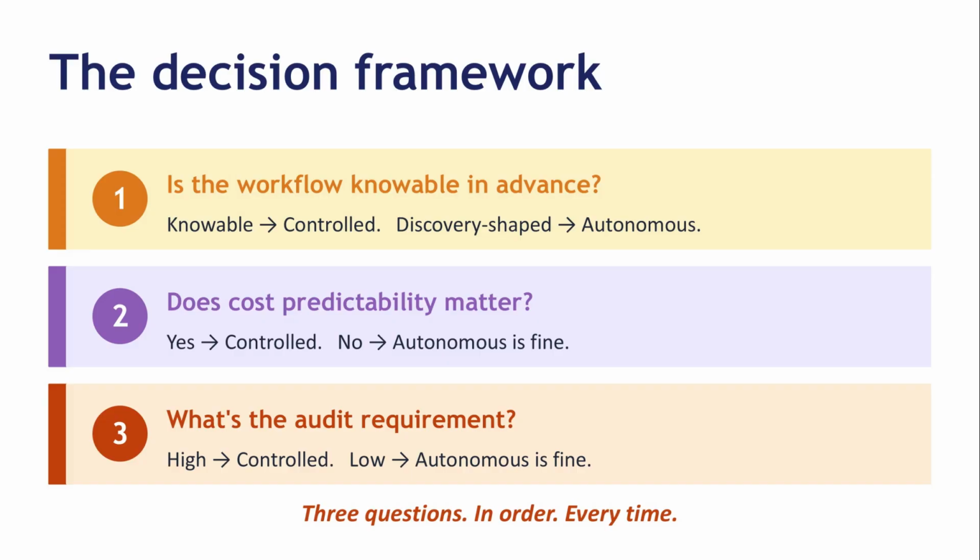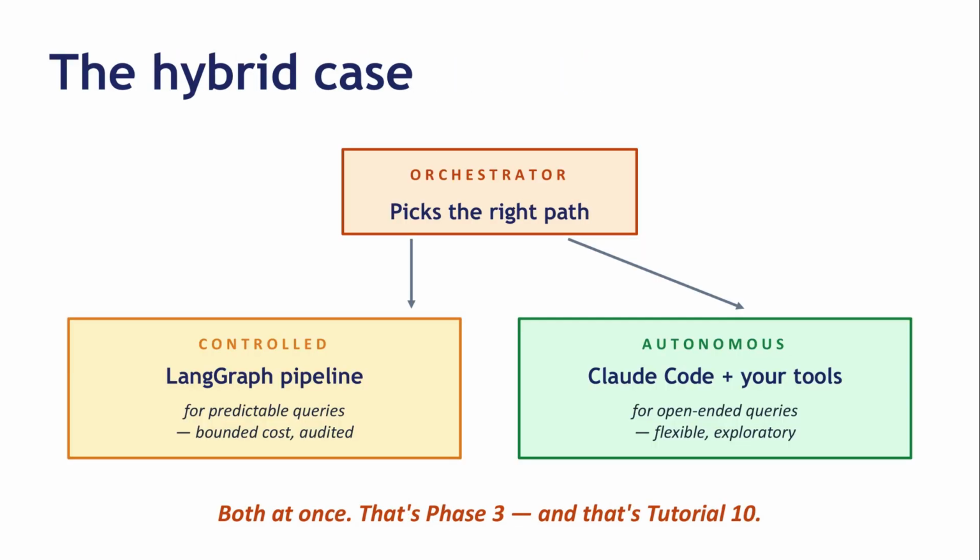Investigation. Why does my dashboard show 0 today? Workflow not knowable, cost doesn't matter, low audit. Autonomous. Hand it to Claude Code with your gold tools. A general gold domain assistant for your customers. Workflow partially knowable, cost predictable, high audit, output shape matters. This is where Phase 3 starts. Route predictable queries to a controlled pipeline. Route open-ended ones to an autonomous agent. An orchestrator decides which. That's exactly what we build in Tutorial 10.